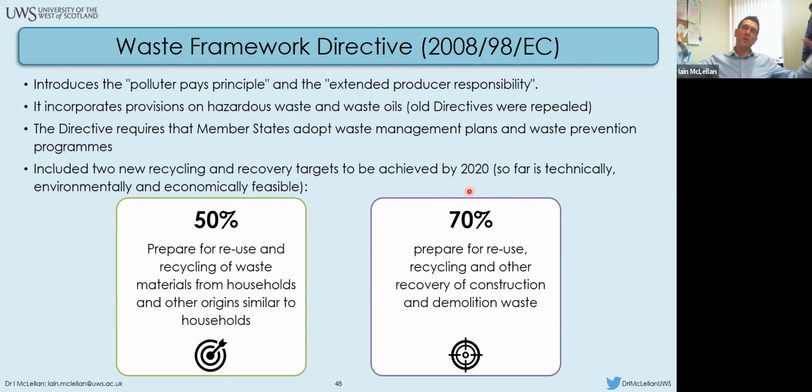Now, the way that a lot of environmental statistics works is it takes a number of years for the data to be collected and verified and ratified before it's published. So the 2020 target was 50% preparing for reuse and recycling of waste materials from households or origins similar to households. So that could be like a canteen producing waste or an office producing paper waste or something. And then 70% prepare for reuse and recycling and other recovery of construction and demolition work, where most of you will be working on. So 50% for waste similar to households, 70% for constructions.